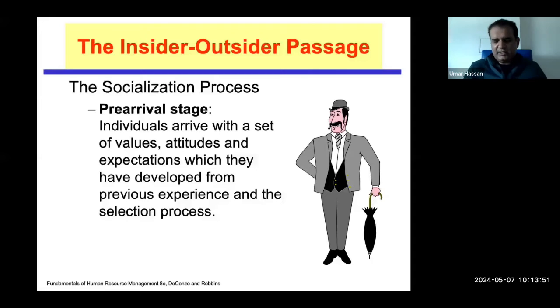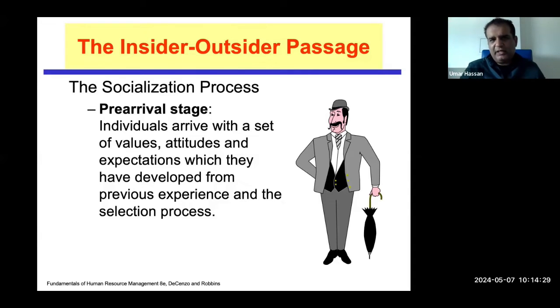Now, the socialization process is divided into some stages. I'll quickly go through them. First is obviously the pre-arrival stage. I'm not sure what this picture is depicting, but the pre-arrival stage means that individuals arrive with a set of values and attitudes and expectations which they have developed from previous experiences and the selection processes. All employees come within an organization with an existing mindset that they assume the organizational working is going to be in such and such way. All right. So this is the pre-arrival stage.